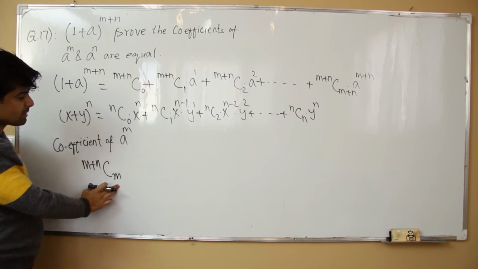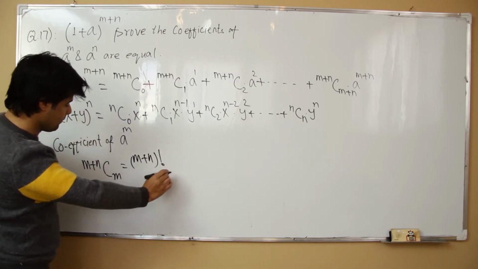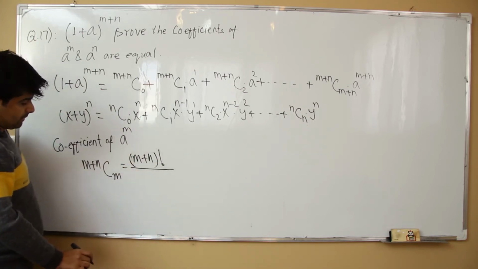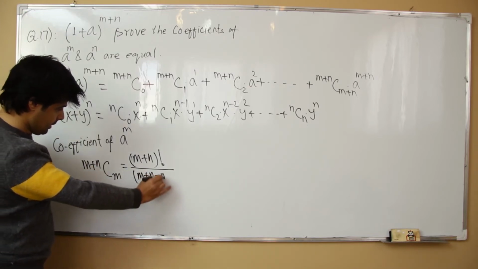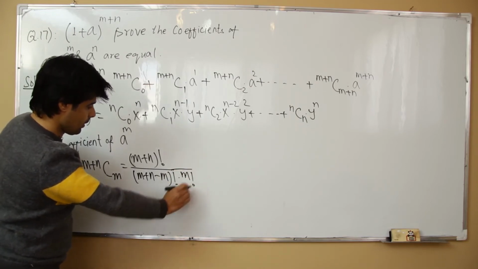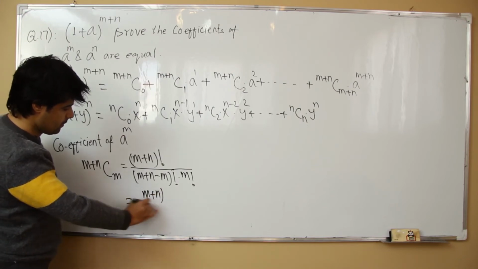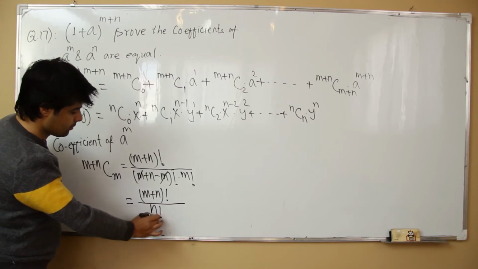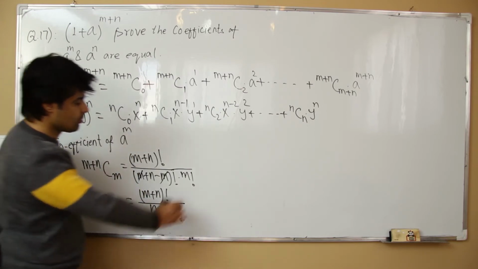Now, what does this mean? It means m plus n factorial divided by (m plus n minus m) factorial times m factorial. If you simplify this one, it is m plus n factorial divided by n factorial times m factorial. This is the coefficient for a to the power m.